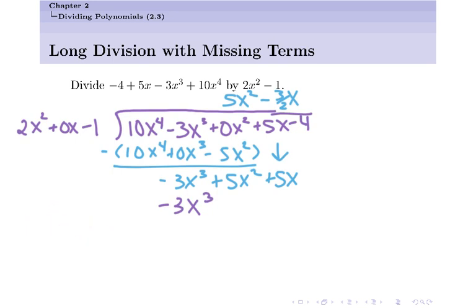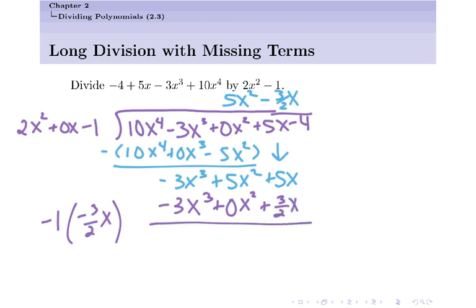0 times negative 3 halves x is just going to be 0. You can attach the 0x squared if you want, but either way it's 0. Now I have to do negative 1 times negative 3 halves x. So really that's just going to be plus 3 halves x. Now I subtract that entire quantity. Negative 3x cubed minus a negative 3x cubed is 0. Then I'm left with 5x squared.